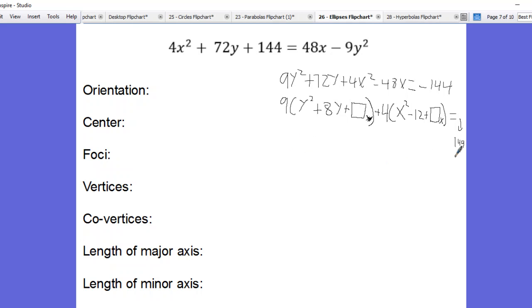So to find our complete the square terms, I'll use this space to show that 8 divided by 2 is 4, and 4 squared is 16. So the complete the square term for the y is 16. So that's 16 right there. A little bit hard for you guys to see, but that's 16.